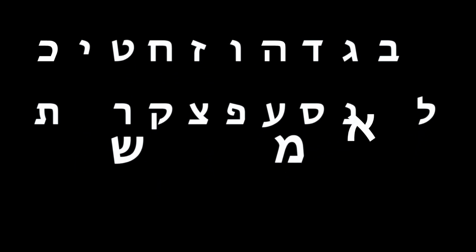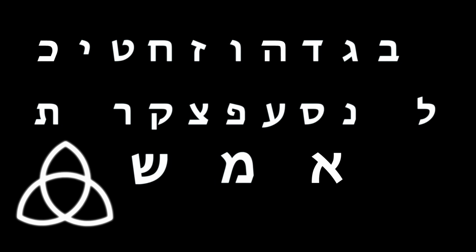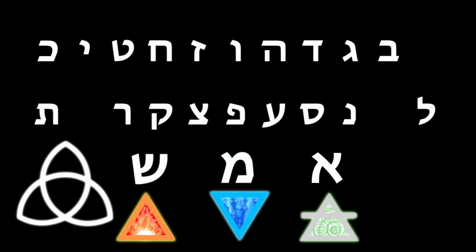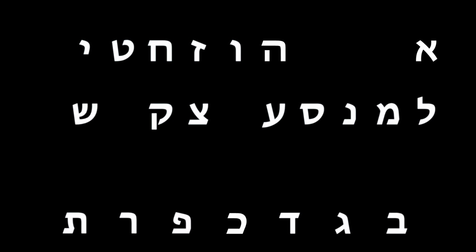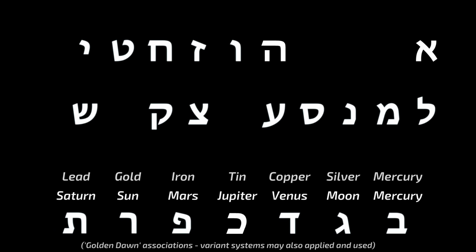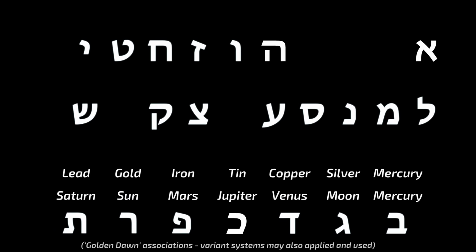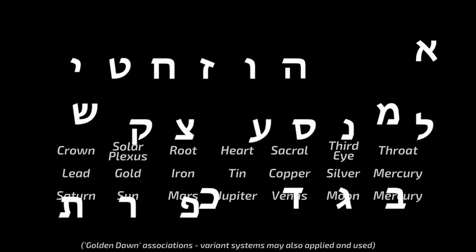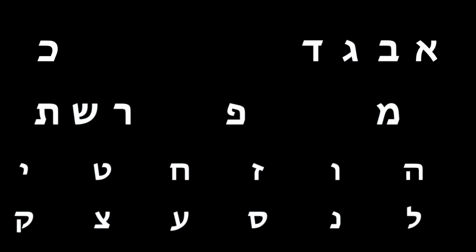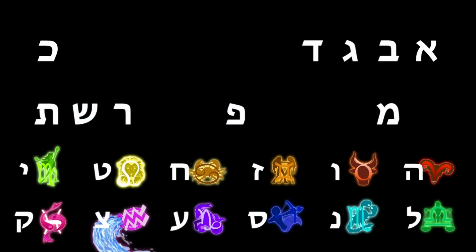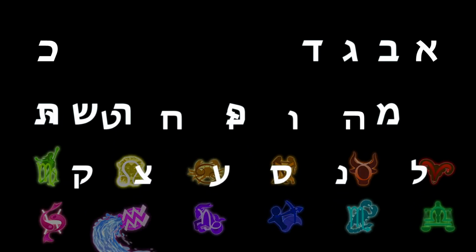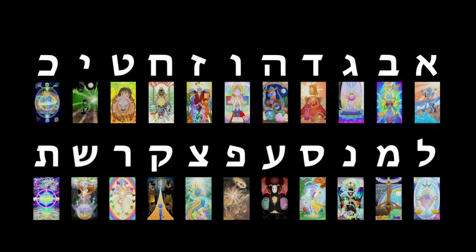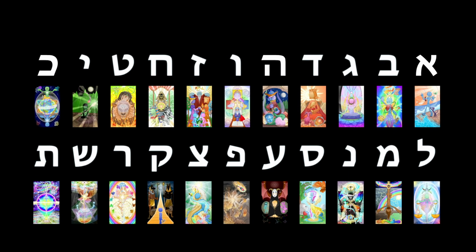Further, the 3 mothers represent the Holy Trinity, as well as the elements air, water, and fire. The 7 double letters correlate to the 7 planets, 7 alchemical metals, or in Hermetic Kabbalah, the 7 chakras. Finally, the 12 single letters relate to the 12 signs of the zodiac. Together, all 22 pathways correlate with the 22 major arcana of the tarot, and we'll come back around to this topic at the end of the video.